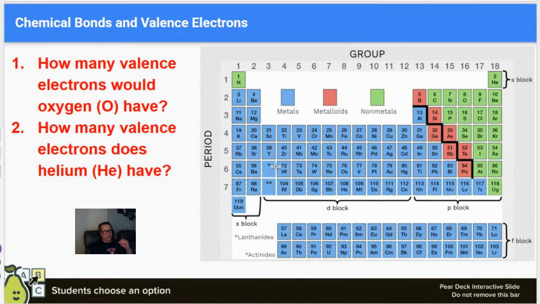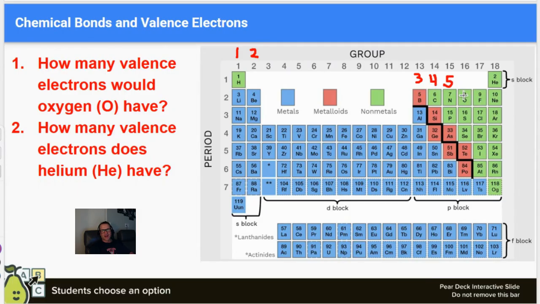All right, so question 1 was how many would oxygen have? So we've got to remember group 1 elements right here, the alkali metals, have 1 valence electron. The alkaline earth metals have 2. We skip all these transition metals because they're kind of weird. We'll get to those later. Group 13, the boron group, will have 3. Carbon's group is going to have 4. You see a pattern going here? Nitrogen's group is going to have 5.